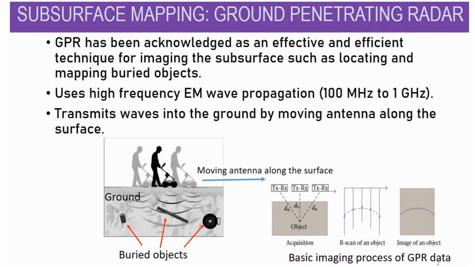GPR has been acknowledged as an effective and efficient technique for imaging the subsurface, such as locating and mapping buried objects. It uses high-frequency electromagnetic wave propagation ranging from 100 MHz to 1 GHz. So it transmits waves into the ground by moving the antenna along the surface.